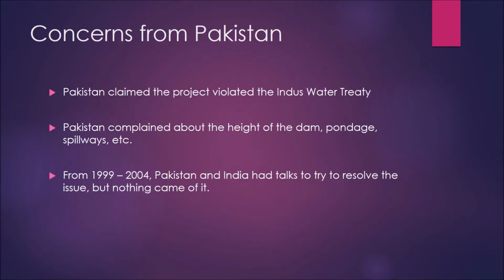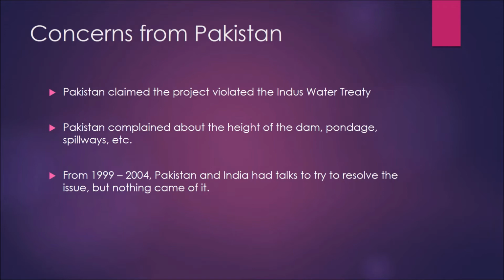So naturally, Pakistan didn't like that India was damming up their river, and so they came up with a few different claims that India was violating the Indus Water Treaty. They said that it was too high, it was retaining too much water, it gave them too much control, and that the treaty gave them unrestricted access to this water, and they were correct. That India was taking just a little bit too much.